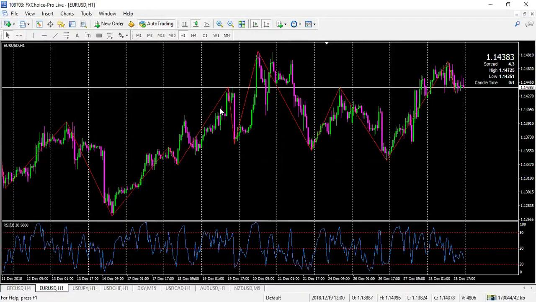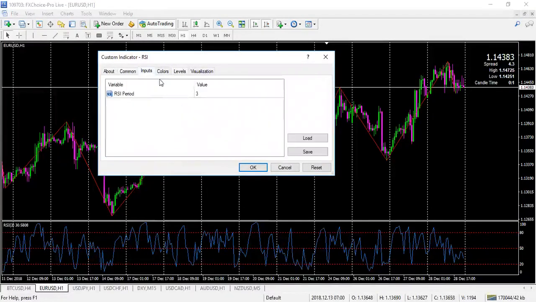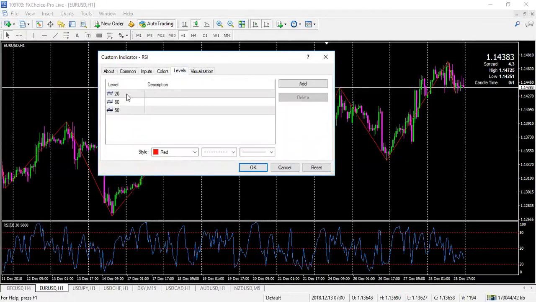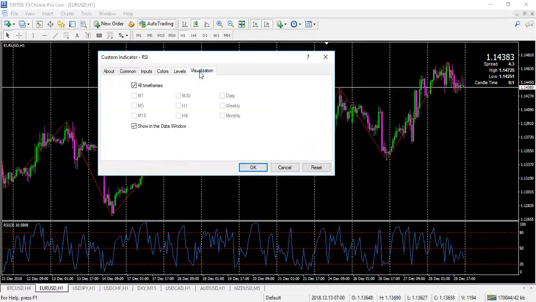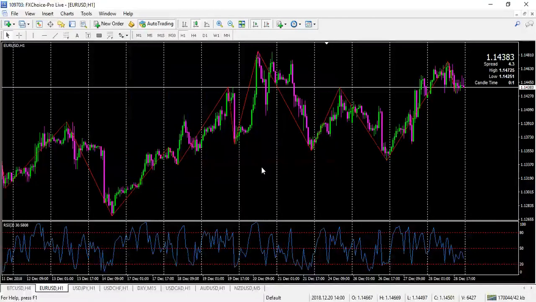The second thing that you're going to need is your RSI. Set your RSI to 3. Color, I just leave it regular. Levels, I have 20, 80, and 50. Visual is default. And then for your levels, the color is red. You have this one dotted and this one regular. While you're on the 1 hour chart, you're solely looking at this.